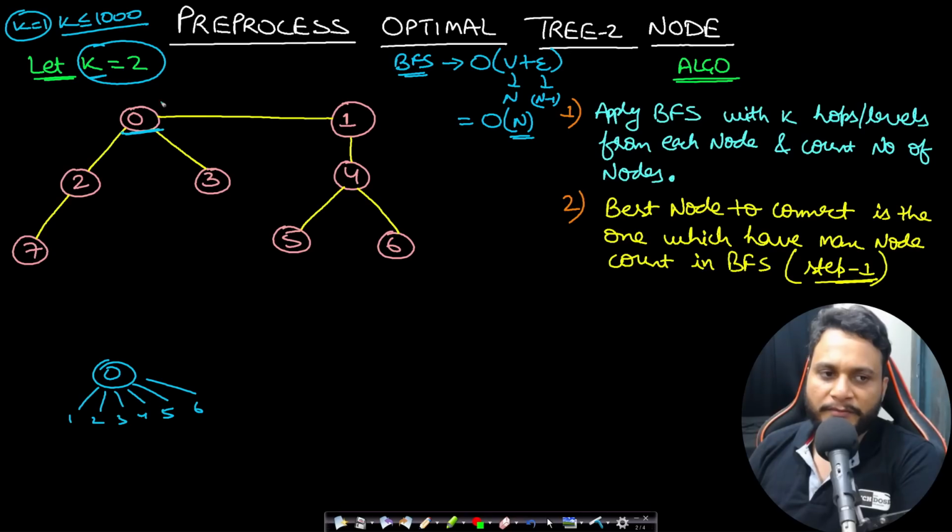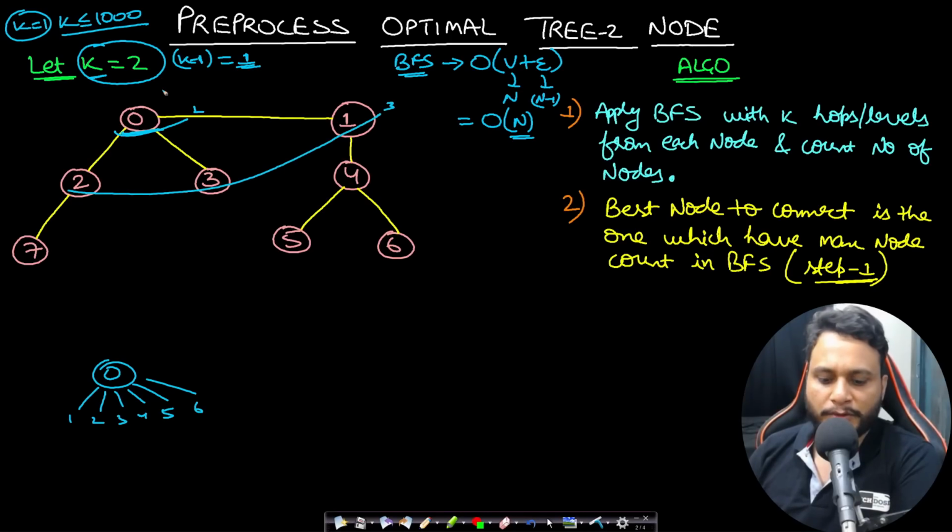Now we have to apply BFS from all the nodes with k minus 1 number of hops, because this is from tree 2, and you know that one hop will be required to go from tree 1 to tree 2. So k minus 1 value is 1. This is the 0th level, and this will cover one node, and this is the first level which will cover 3 nodes.